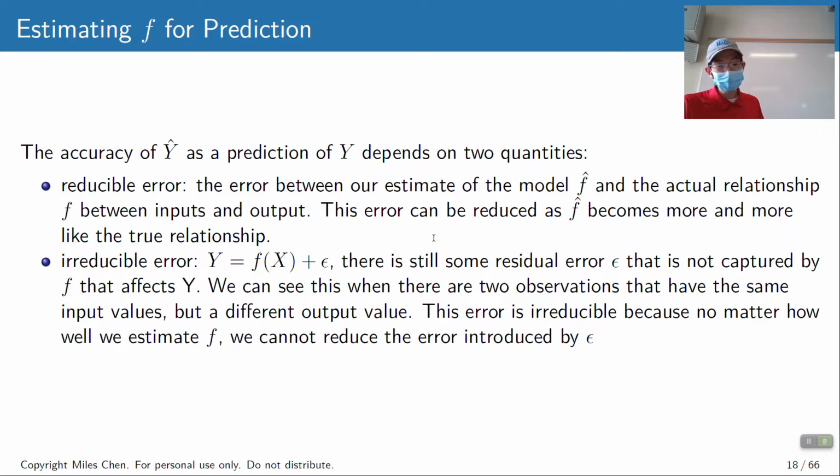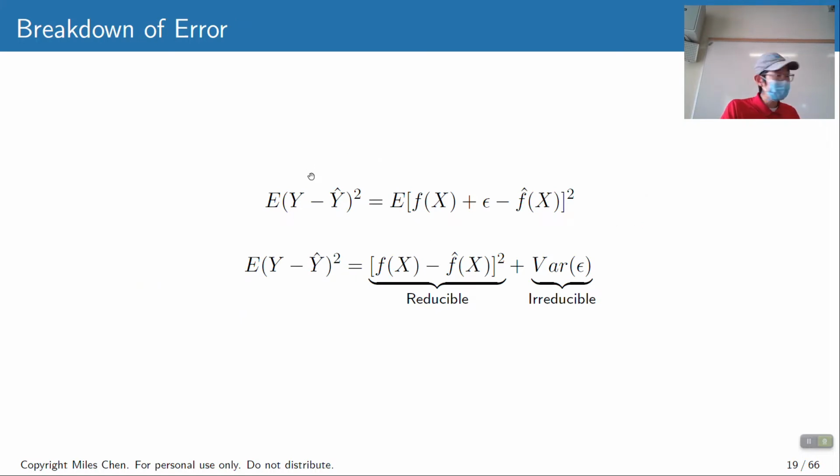So no matter how well we estimate the true relationship f, we can't get rid of this irreducible error, epsilon. If we're looking at the expected difference between the true value y and our predicted values y hat, the true values of y are f of x plus epsilon, and the predicted values are f hat of x. The difference between these is the reducible error, and this part over here is your irreducible error.